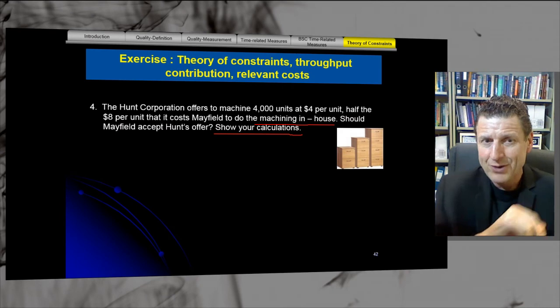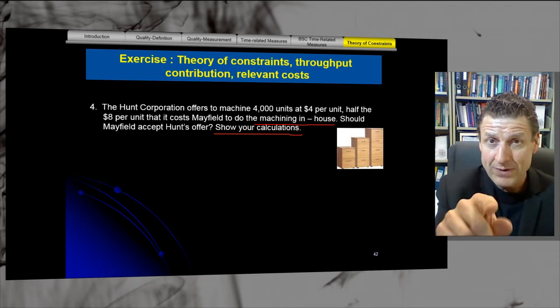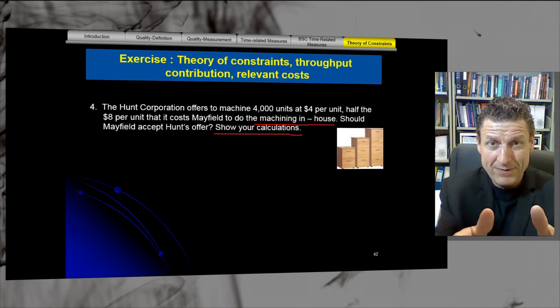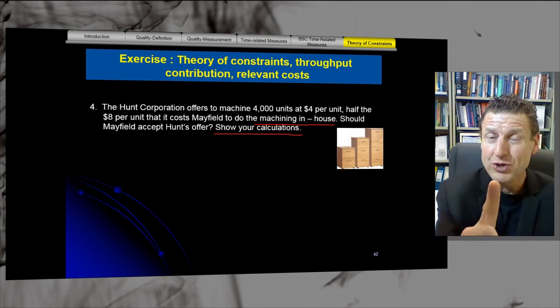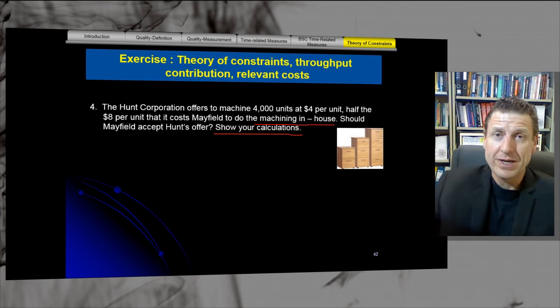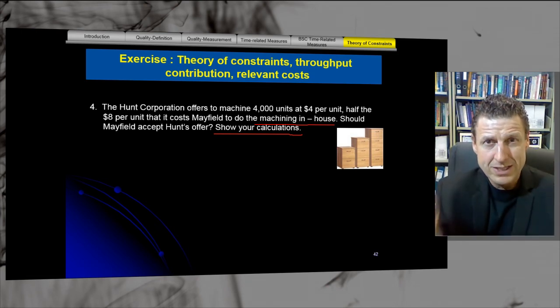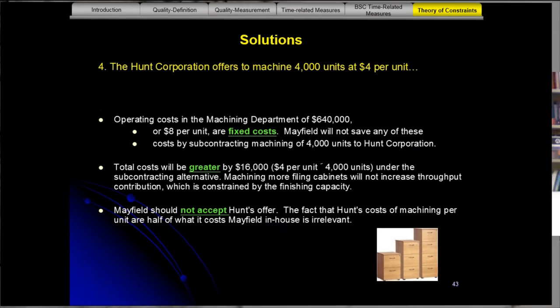So right now, you can say that I don't care whatever you offer to do more for the machine department. If it doesn't help the finishing department make one more unit, then don't do it. Not at all. It is not a good decision to go ahead with this. So look at the calculation.